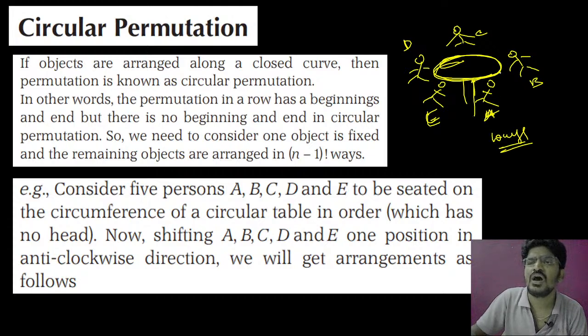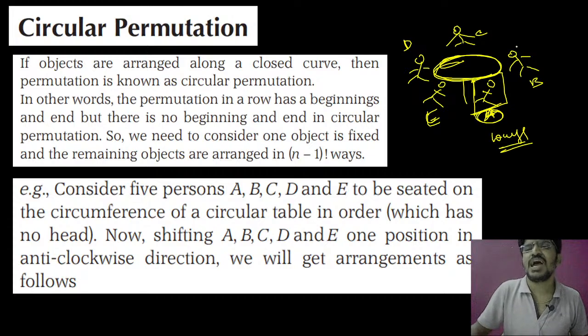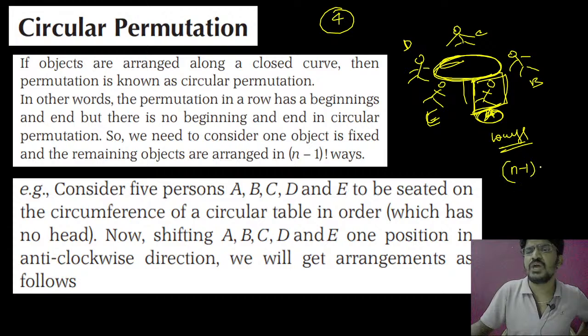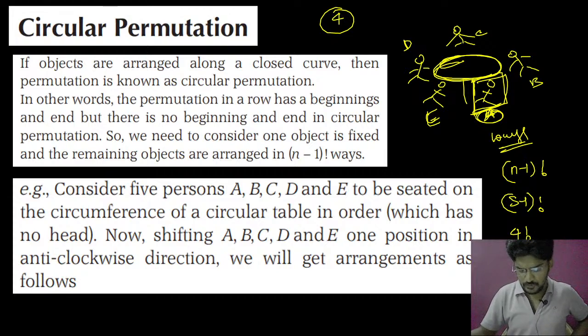What I have to do is fix this person A, and then start arranging all the remaining persons. This position is fixed, which means you remain with 4 positions. So what is our formula? n minus 1 factorial. That means 5 minus 1 factorial, that will be 4 factorial. So 4 factorial is going to be the answer.